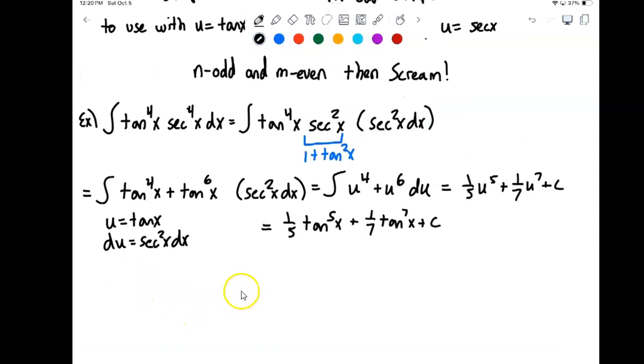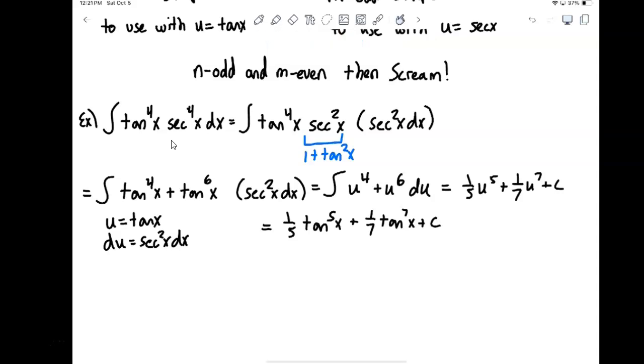Not a whole lot going on here, because we can easily strip off the secant squared from the secant to the fourth, and the other secant squared, which is just the one left over, gets transformed into a tangent. And we just multiply out the arithmetic, carry the substitution through, and then just integrate, and then substitute back. So pretty straightforward when we're able to do this.